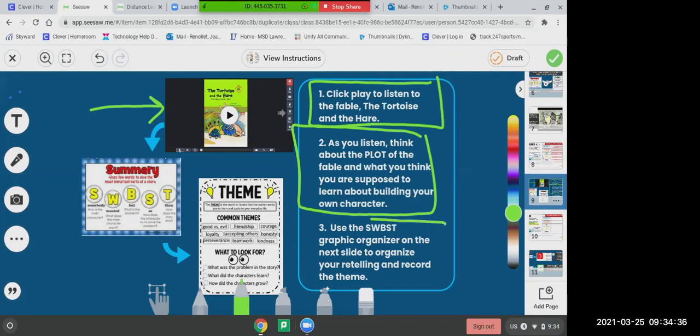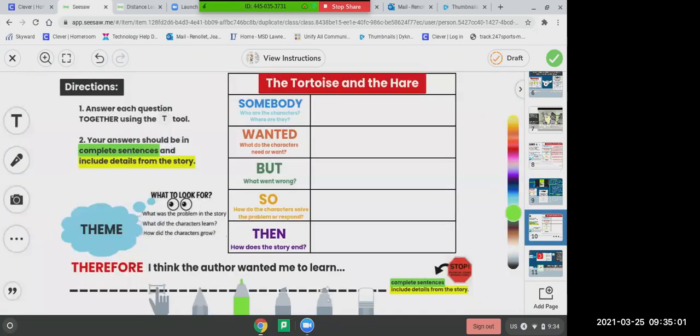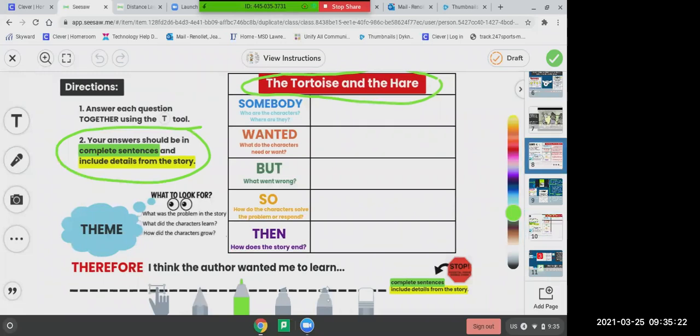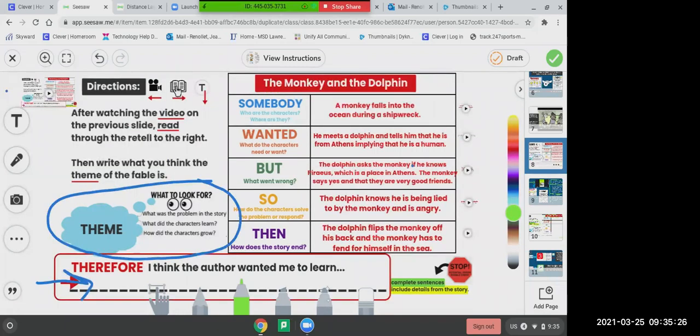Then you're going to show your knowledge. Step 3 says use the SWBST, somebody wanted, but so then, graphic organizer on the next slide to organize your retelling and record the theme. So look at slide number 10. Here's where you're going to retell the plot of The Tortoise and the Hare. Somebody wanted, but so then. In your work, your answers should be in complete sentences, just like Mrs. Thaxton's example on slide number 8, just like what we would do in class together.